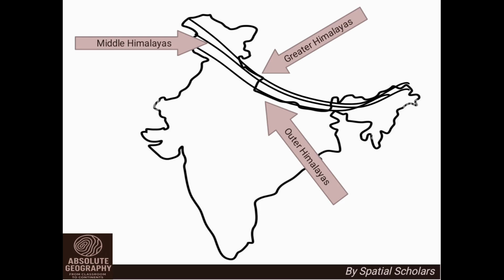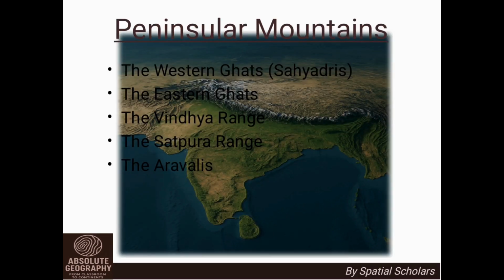Now moving south, let's take a look at the peninsular mountains. These are old fold mountains and hence lower in height because they have lowered in height due to continuous erosion for a long period of time. We'll start with the Aravalli ranges.